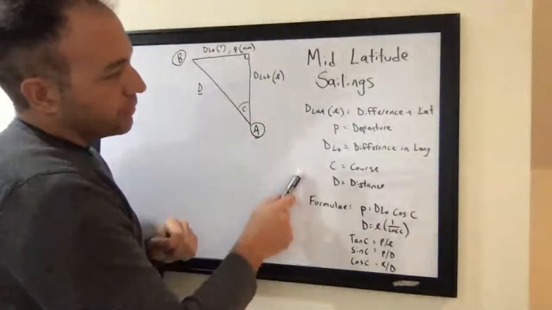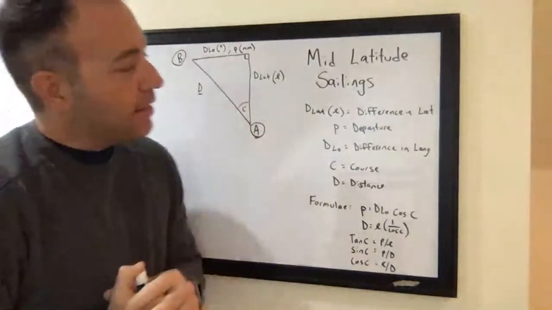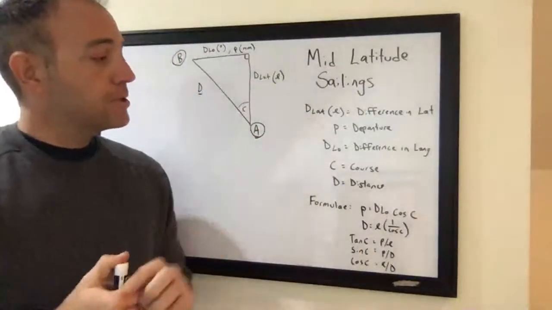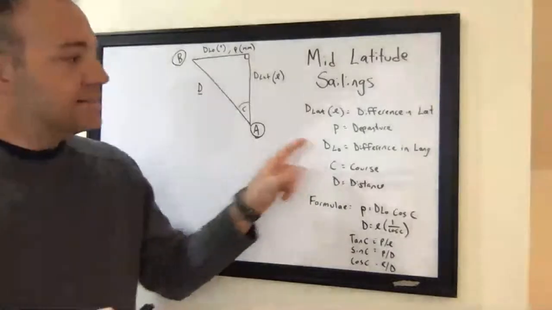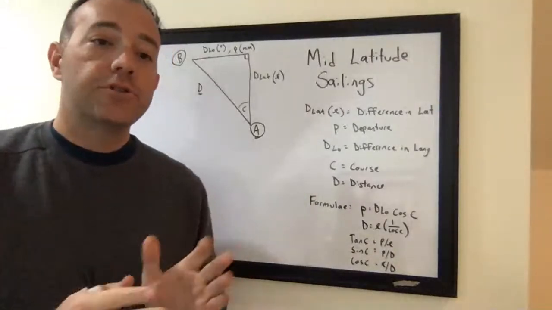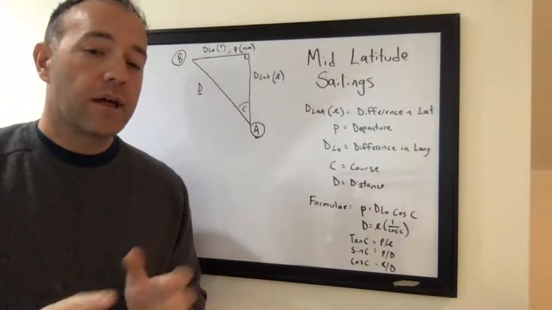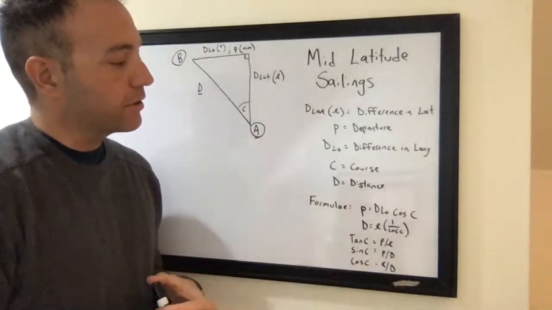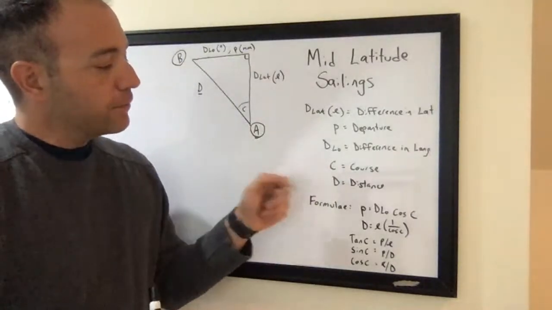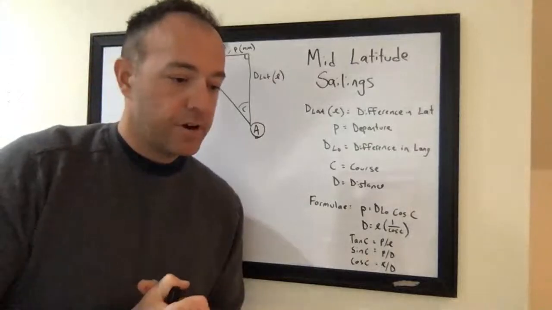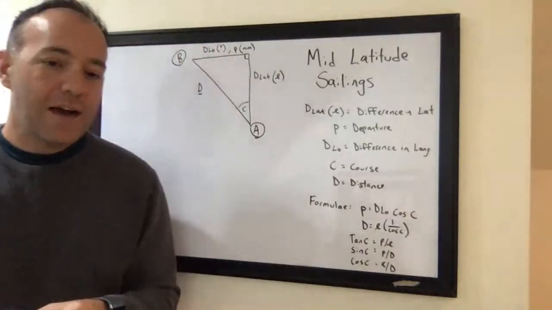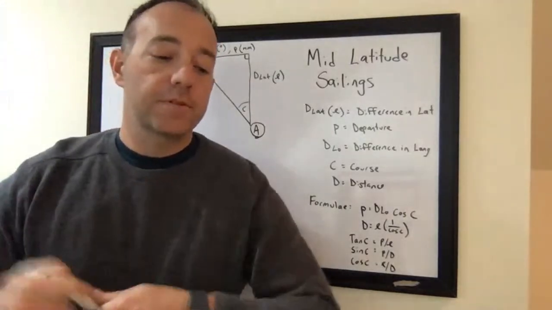So these are the definitions: L, difference in latitude; P, for departure; D low, difference between longitudes, right? And we're keeping P and D low a little bit different just because of the curvature of the Earth. C for course, D for distance, right? There's one little skill that we have before we can commence these types of problems.